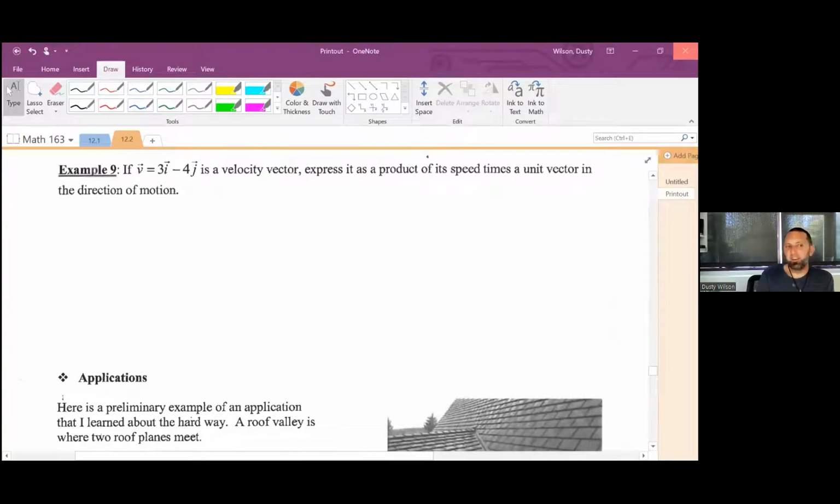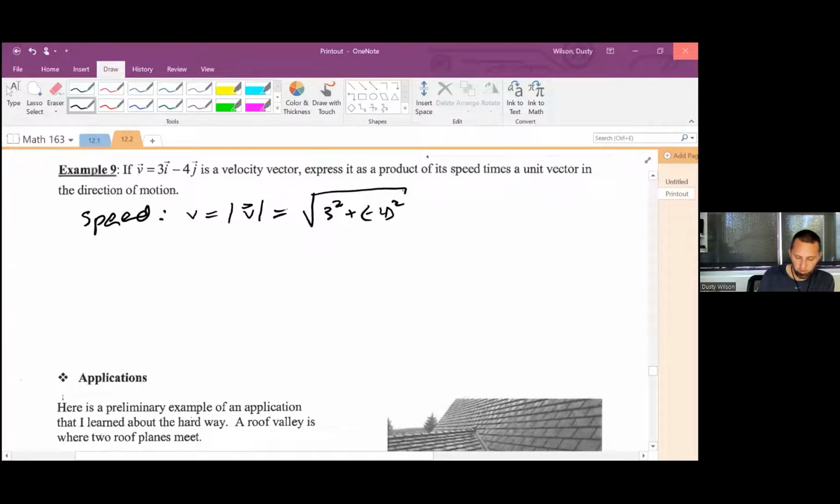Example 9. If v equals 3i minus 4j and is a velocity vector, express it as a product of its speed times a unit vector in the direction of motion. So let's find these things. If we want to find the speed, this would be the magnitude. So we could just use the letter v here, not a vector v, and it would be the magnitude of vector v, which is the square root of 3 squared plus negative 4 squared, which is conveniently the square root of 25 or 5.